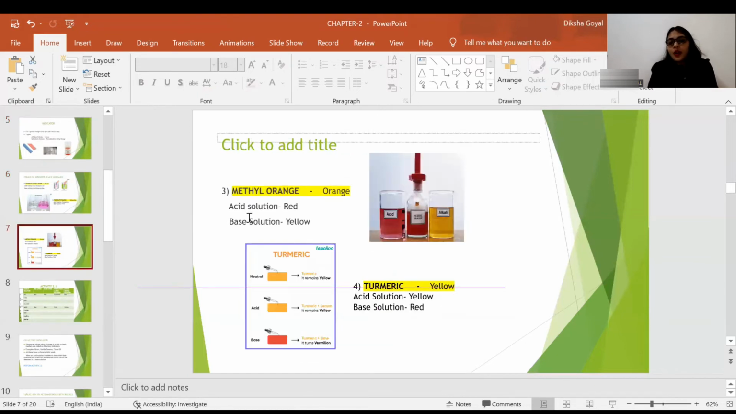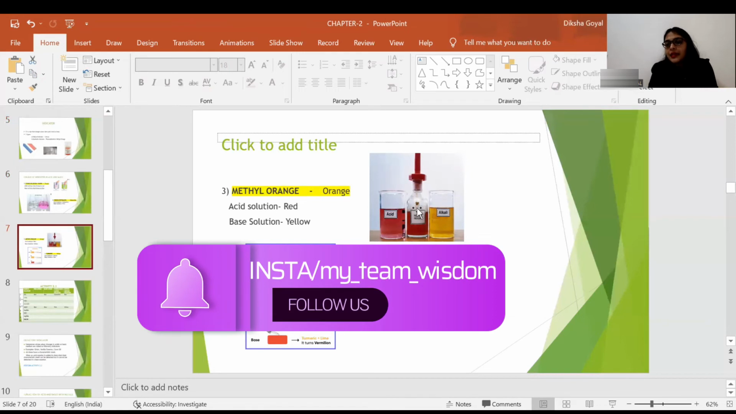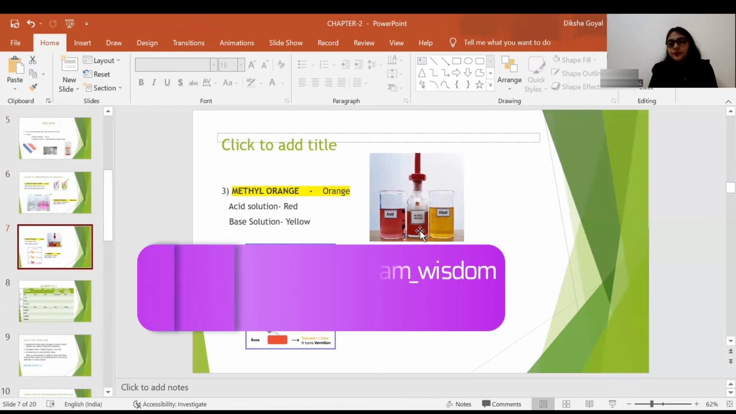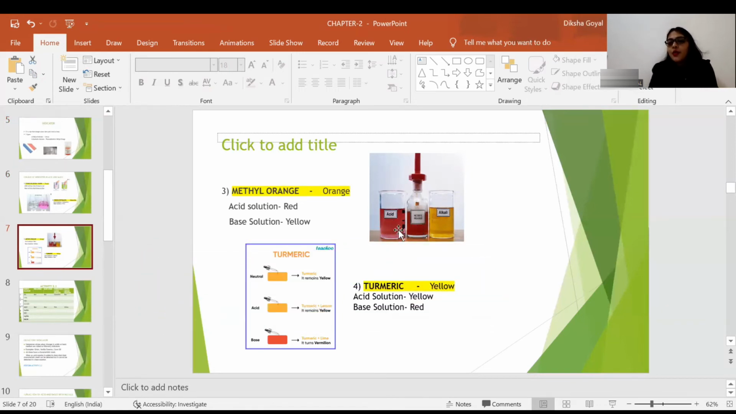Now, this is methyl orange. It is orange in color. When you put this methyl orange into acid, it turns red in color. If you put it in base, it turns yellow in color. Acid solution is red. Base solution turns it yellow. Next is turmeric. Turmeric we all use in our daily life. It is yellow in color. We all know that. If on turmeric we put acid solution, it remains yellow. But if you put base, it turns into red. Now you have to learn these color changes.